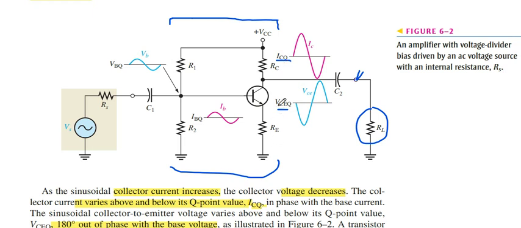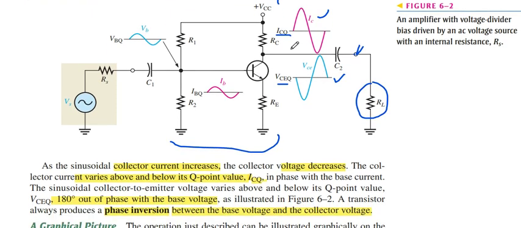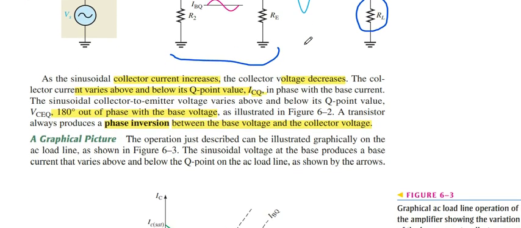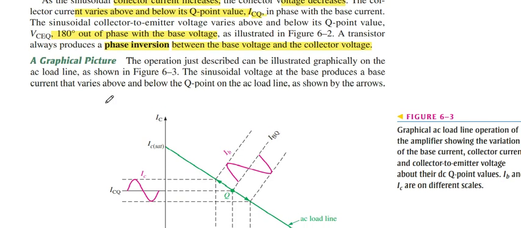So the basic difference between this waveform and this waveform is that when current increases, the voltage decreases. When current increases to the maximum value, the output voltage decreases to the minimum value, and when current decreases, the voltage increases. So there is a 180 degree phase shift across the collector current.